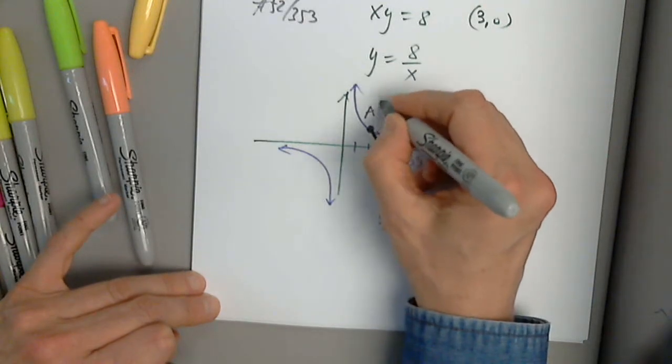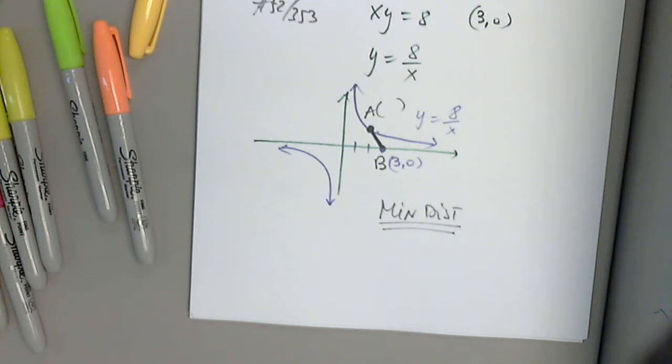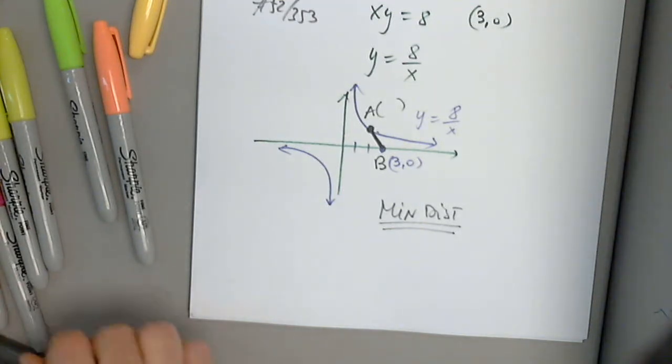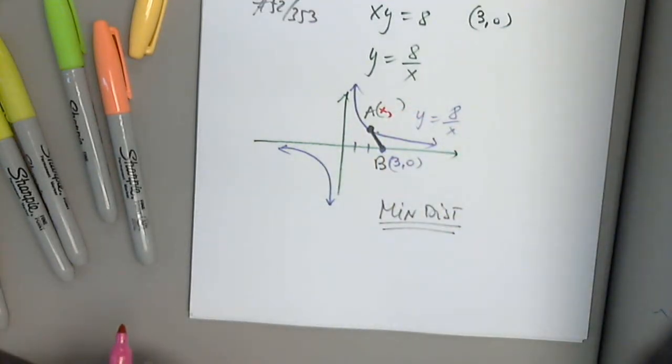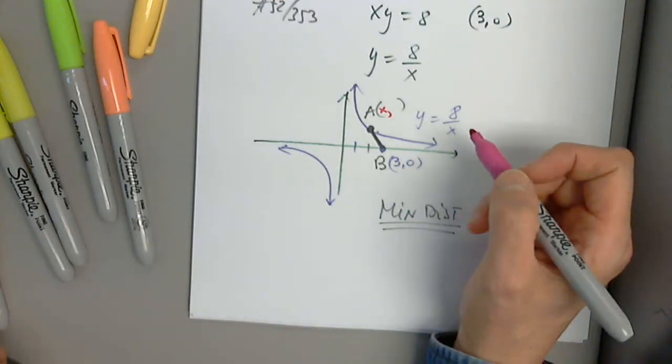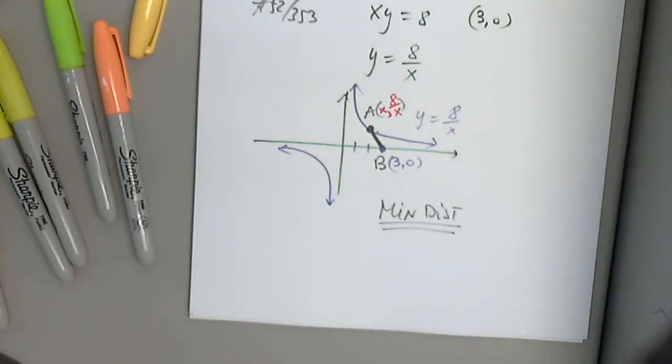Can anyone give us the coordinates of point A? Coordinates of point B, 3, 0, coordinates of point A. You don't have x, but you know y will be 8 over x. Indeed, thank you very much. So we are trying to determine the distance between A and B and minimize it.